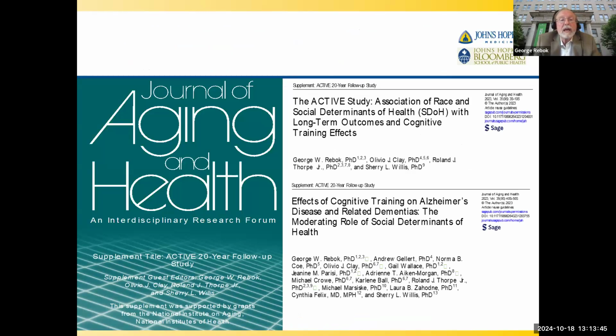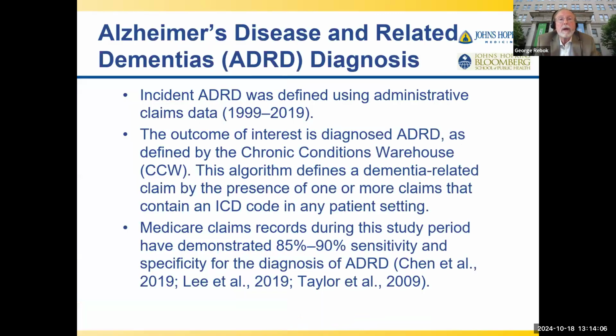Now, we published a special supplement issue on the ACTIVE 20-year follow-up, and we also received funding from the NIA for an administrative supplement to particularly focus on the moderating role of social determinants of health on cognitive training. We're particularly interested in dementia outcomes, since this was one of the primary outcomes of the 20-year study.